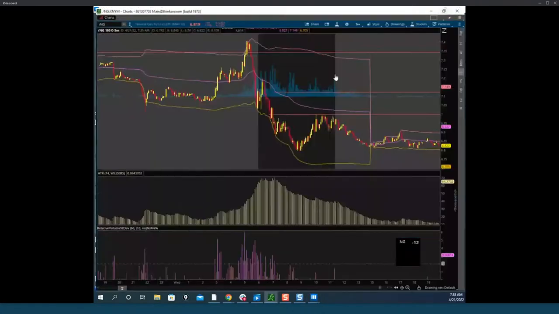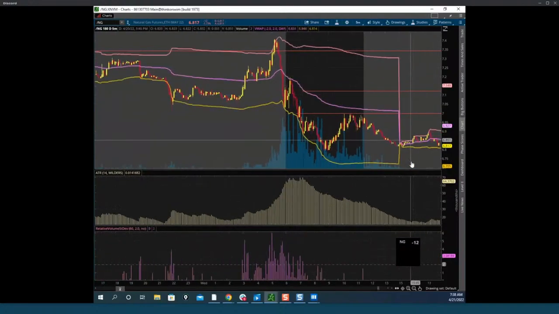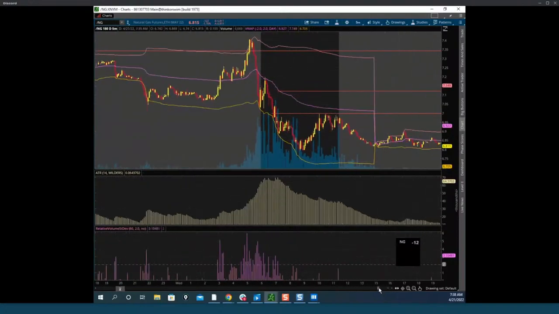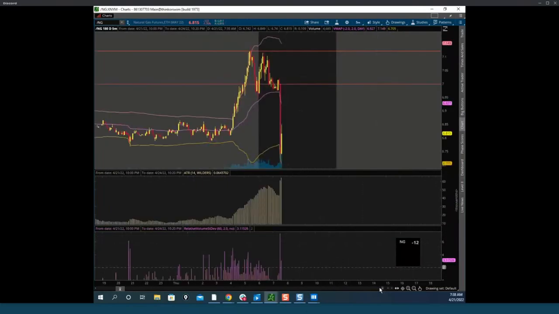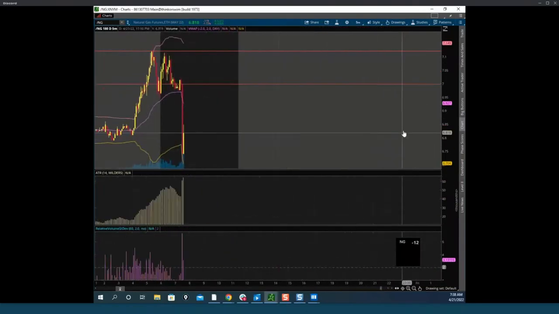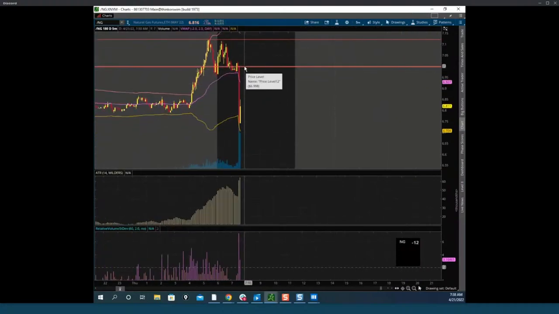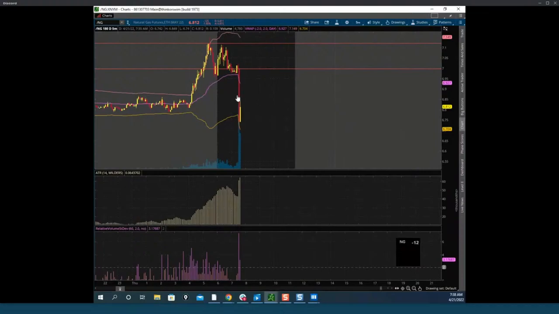Let's see, there's definitely a spike in the ATR here, see, we're up to 64. Let's move this over here. You can see that monster move here. We went from $7 down to $6.70. So that was like a 300 tick move right there.